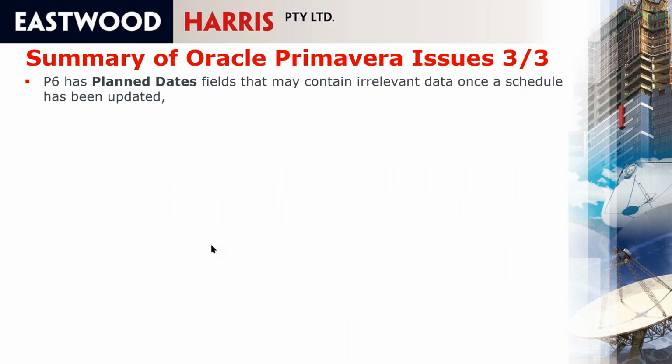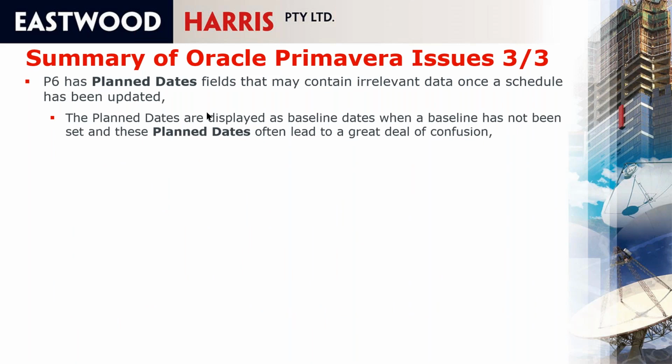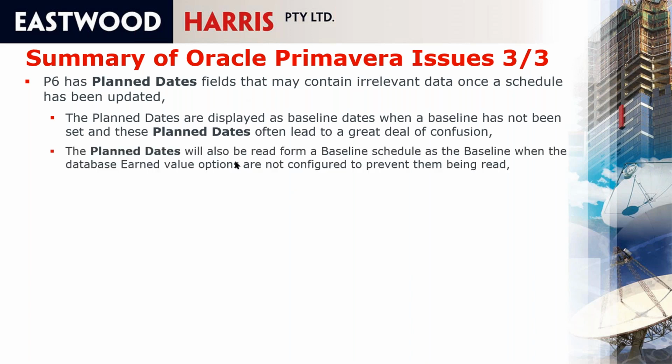P6 has planned dates that may contain irrelevant data once the schedule has been updated, and the planned dates are displayed as baseline dates when a baseline has not been set. So if you show a baseline bar and you haven't set a baseline, you'll show plan dates, and in an in-progress activity, they may have irrelevant data.